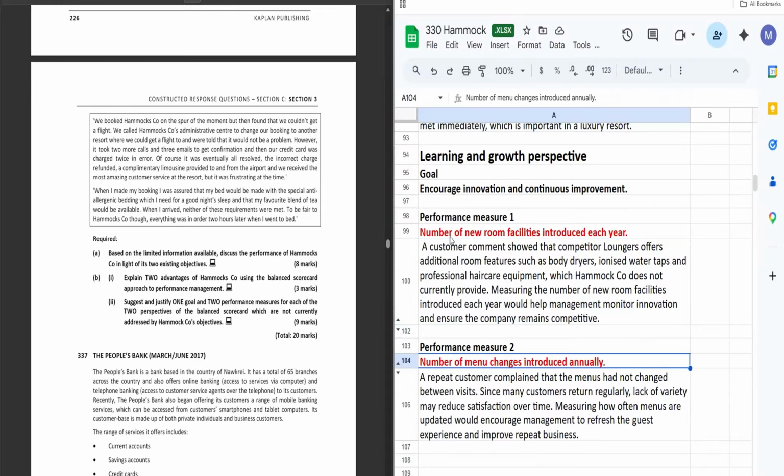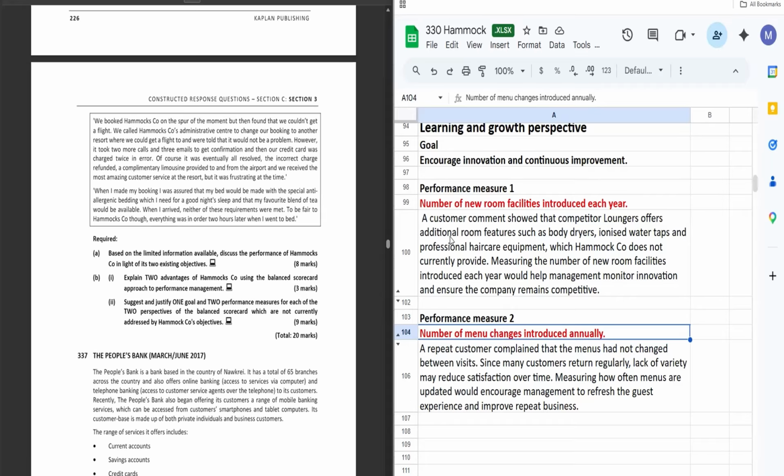And the next is the number of menu changes introduced annually. Okay, so repeat customers complain that the menu has not changed since their last visit. Since many customers return regularly, a lack of variety may reduce satisfaction over time. Measuring how often the menu is updated would encourage management to refresh the guest experience and improve repeat business. Obviously, they have mentioned that every time they visit the Hammock company, the menu is the same. That means they are very loyal customers.